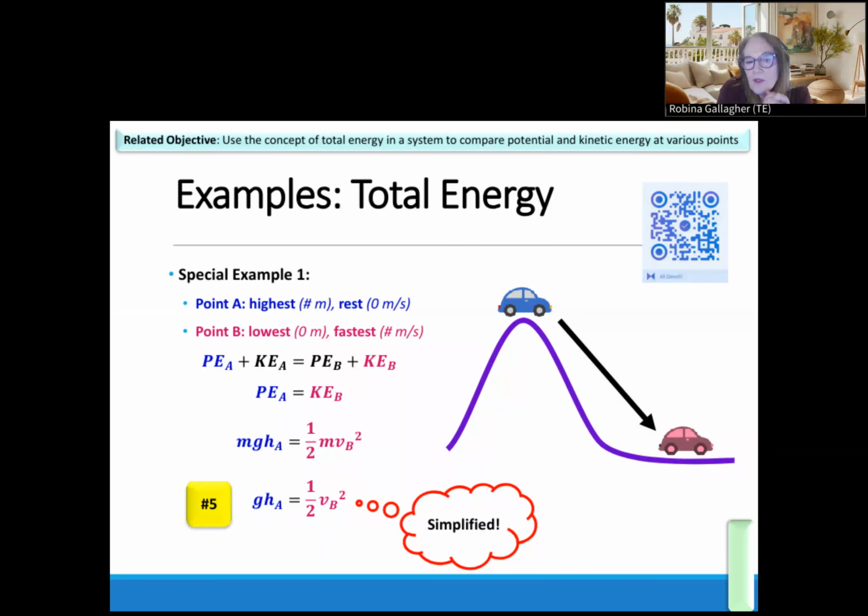So this is question number 5. Make sure that you identify little g times the height of point A is equal to 1/2 the velocity of point B.